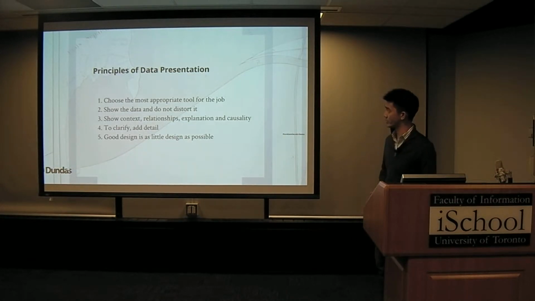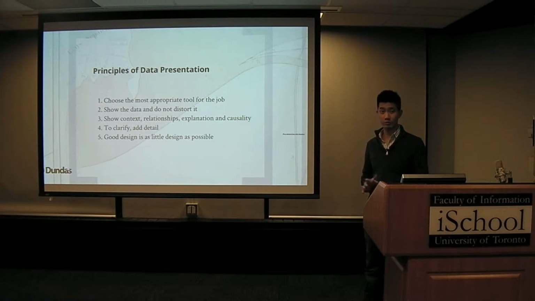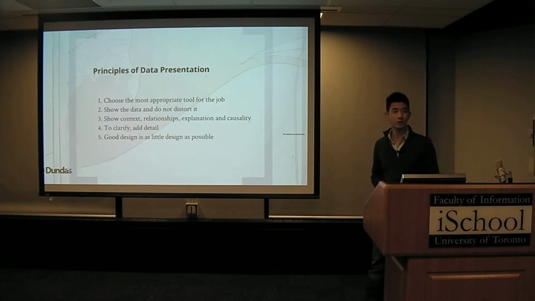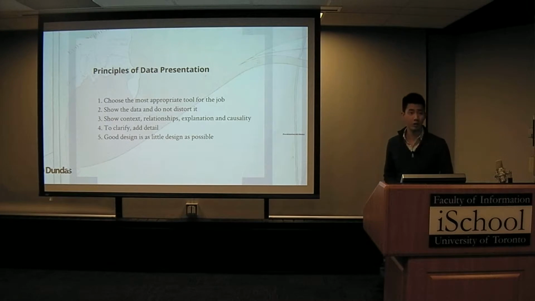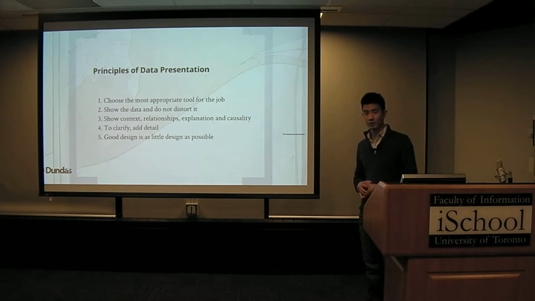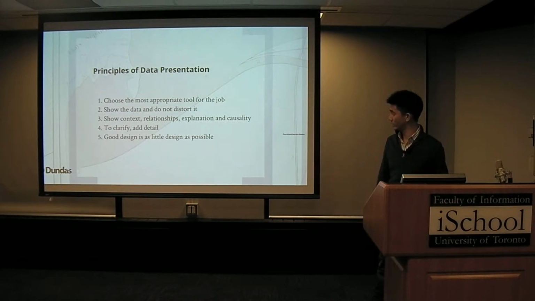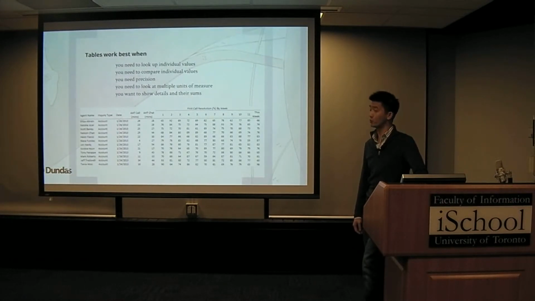So, principles of data presentation. One, choose the most appropriate tool for the job. Two, show the data and do not distort it, kind of do no evil, do no harm. Three, show context, relationships, explanation, causality. Four, to clarify, add more detail. And five, good design is as little design as possible. I took that from Dieter Rams, an industrial designer, and that was one of his principles that really struck a chord with me. So let's talk about the first one, choosing the most appropriate tool for a job.